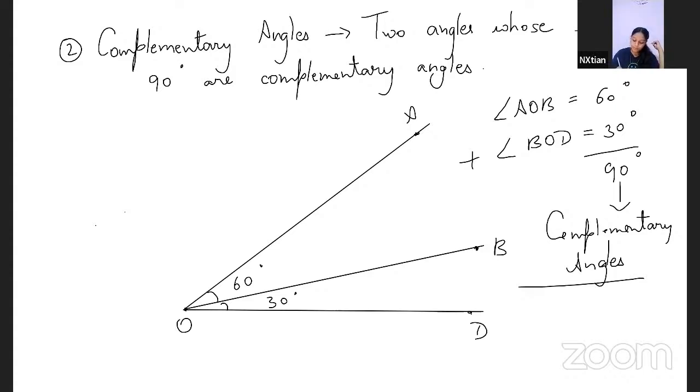If 60 plus 30 equals 90 degrees, then why is it not a 90-degree angle? Because two angles are forming here. This is a pair, Abraham. We are talking about pairs of angles.